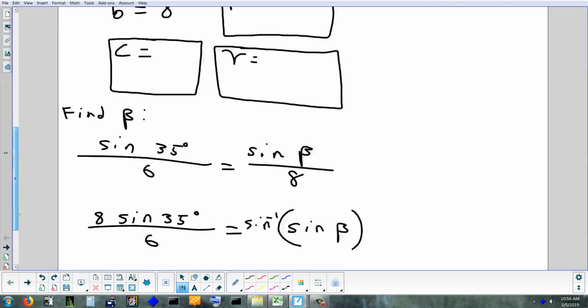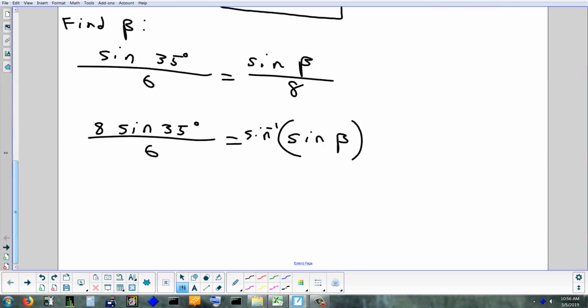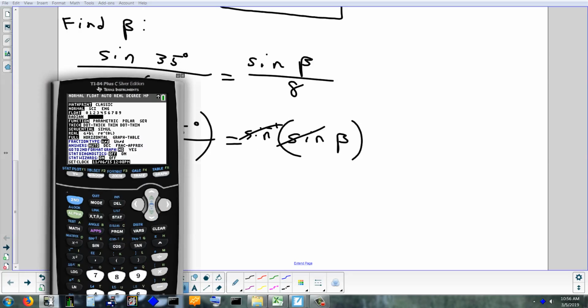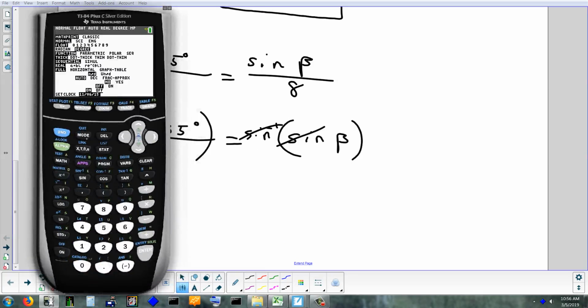For however many weeks of break we've had, you guys are doing pretty good. So inverse sine on each side. And now we type all that in. Inverse sine of 8 sine 35 over 6. You could reduce 8 and 6 and make it 4 over 3, but I wouldn't bother, just in case you make a mistake. I'm going to do it in degrees. Second, inverse sine, 8 sine 35. Make sure you close the parenthesis.